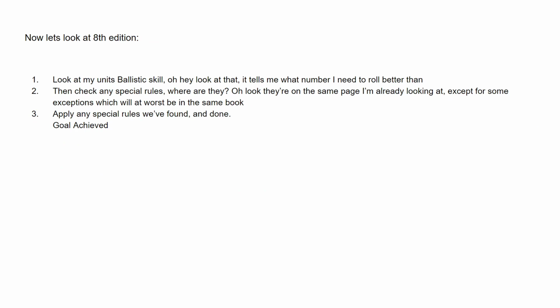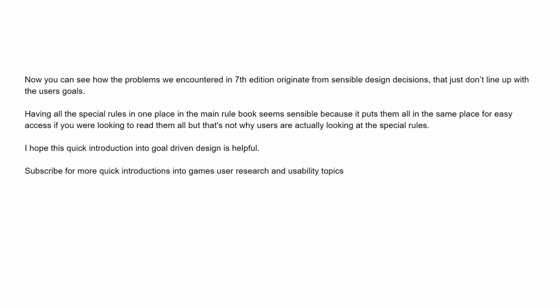Right, now let's look at 8th edition. I look at my unit's ballistic skill. Oh look, it just tells me what number I need to roll above. Then checking special rules. Where are they? Oh, they're on the same page I'm already looking at, listed under the model's name. There are some exceptions to this, but at worst, they will be in the same book. Applying the special rules we found, and done. 3 steps, goal achieved.